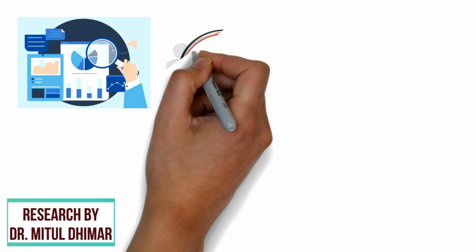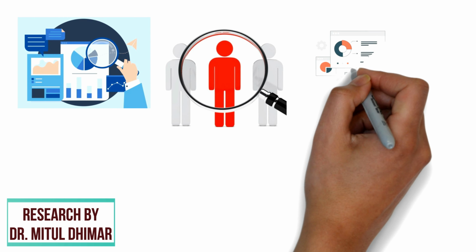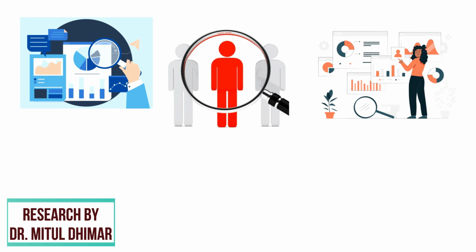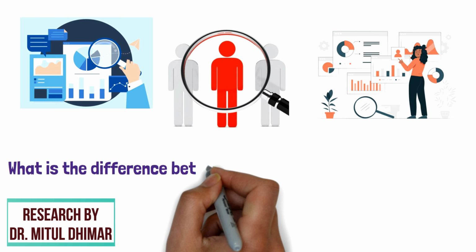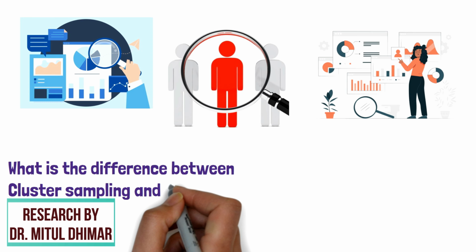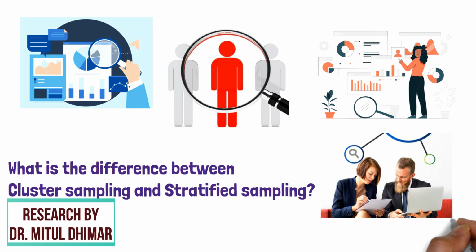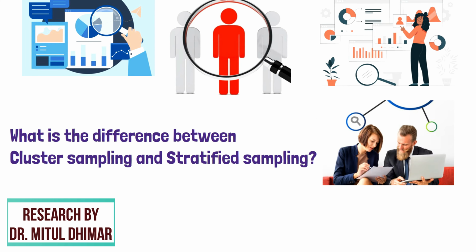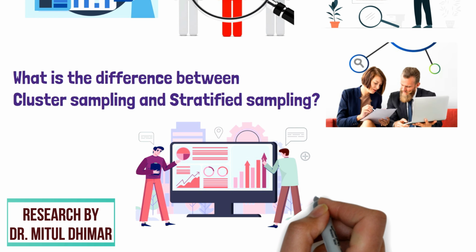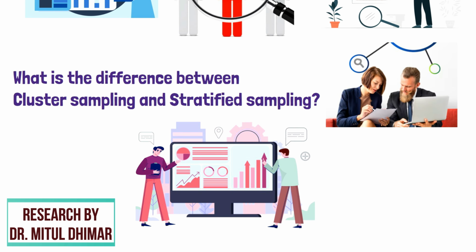In research, sampling methods are essential to gather data efficiently and accurately. Two common sampling techniques are cluster sampling and stratified sampling. Understanding the difference between them helps researchers choose the best approach for their study. Let's explore these sampling methods and see how they work with simple examples.